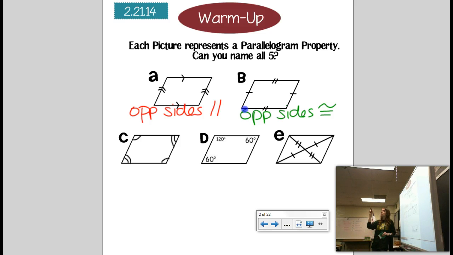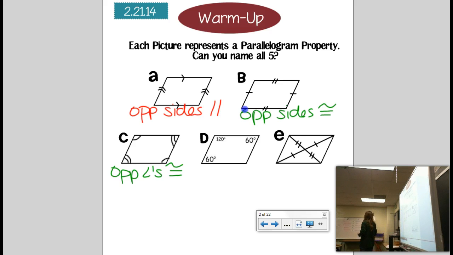When I put an arc on 2 different angles, what does it mean about those 2 angles? They are equal. So which angles are equal? Are all 4 angles equal? The diagonal. Okay, and there's another word. What word? Opposite. So opposite angles are congruent.